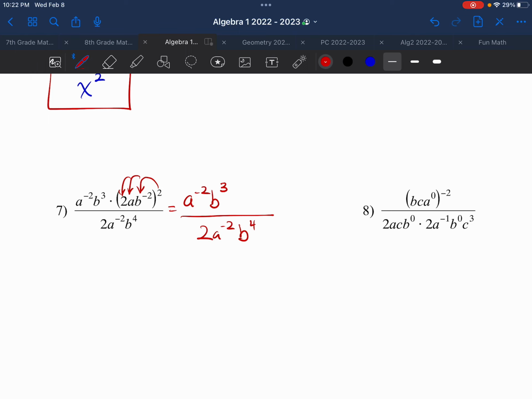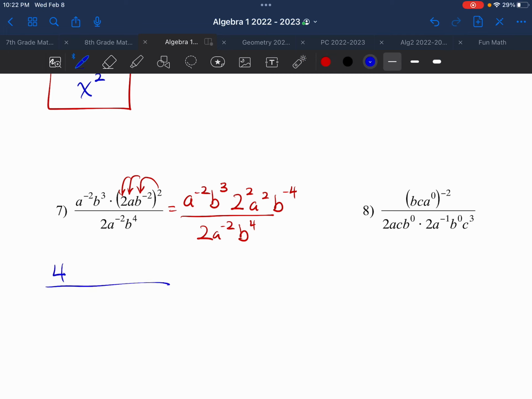The only thing that I'm going to change is the distribution. The distribution is going to be 2 to the power of 2, a to the power of 2, and b to the power of, we have a power to a power, which means we multiply, and you get negative 2 times 2 is a negative 4. All right, I'm noticing I have multiple a's and multiple b's in the numerator, so I'm going to combine those also. I just have one a and one b in the numerator. I can also simplify the fact that 2 squared is 4. Let's do that right now. 2 squared is 4. Boom.